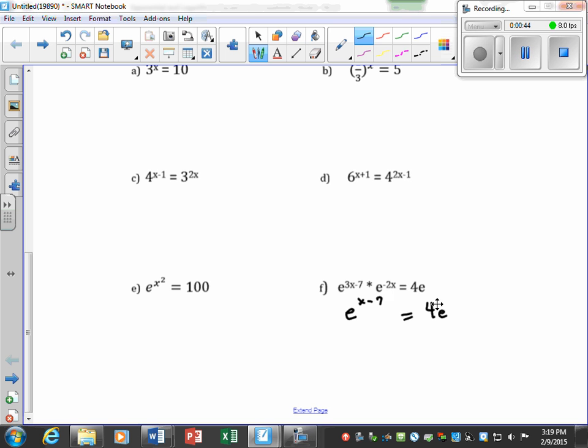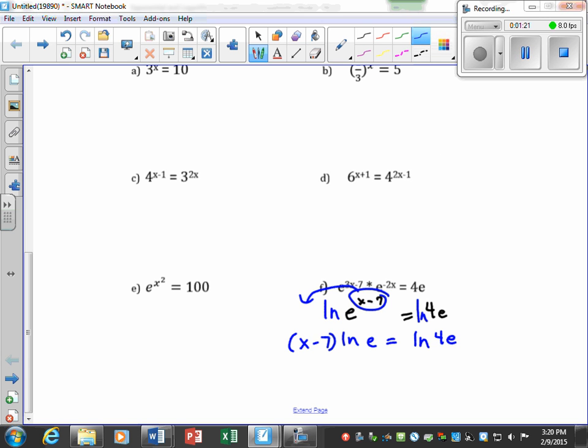Now, I can't do anything. These aren't like bases, so I'm going to take the natural log of both sides. So take the natural log, the natural log. Just like we've done before, we can use our power rule to bring that out front. So x minus 7, natural log of e, is equal to the natural log of 4e.